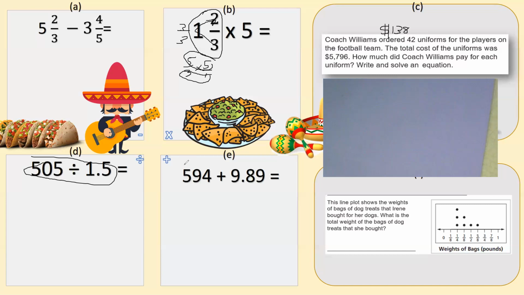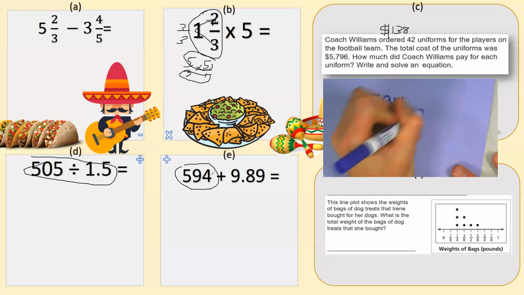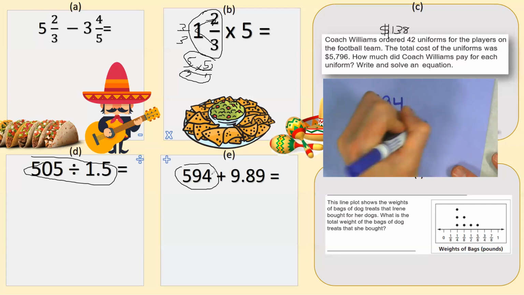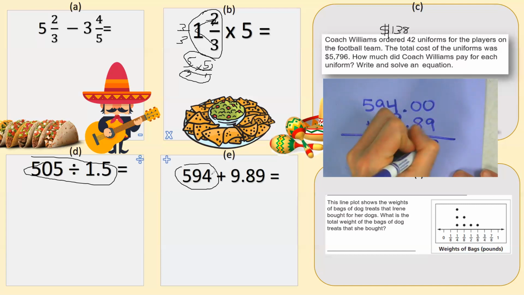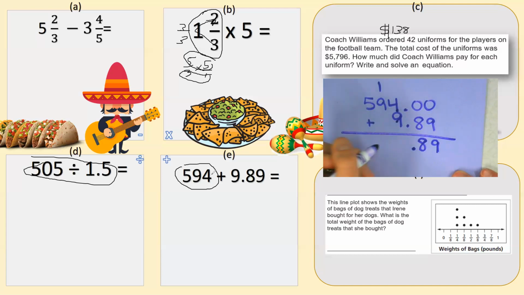This one should be a little bit easier as long as you don't get tricked by lining them up the correct way. 5, 9, 4 has an invisible decimal after it. 9 is way over here, 8, 9, nothing, nothing. Addition. 9 falls down, 8 falls down. 4 plus 3, or 4 plus 9 is 13. And then 9 plus 1 is 10. 603.89.